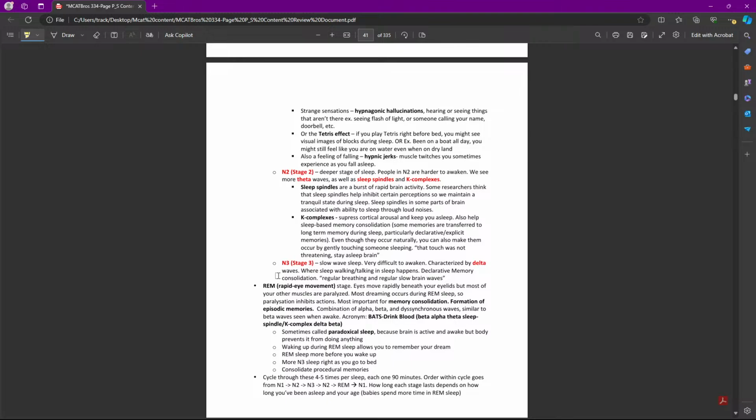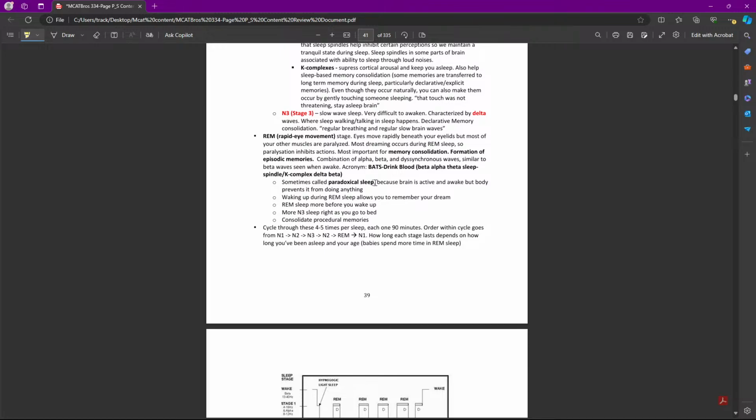It's a combination of alpha, beta, and desynchronous waves, similar to the beta waves seen when awake. So basically, REM is like you're awake again. Acronym: bats drink blood. So beta, alpha, theta, sleep spindles, K complexes, delta, beta. It's sometimes called paradoxical sleep because the brain is active and awake, but the body prevents it from doing anything.